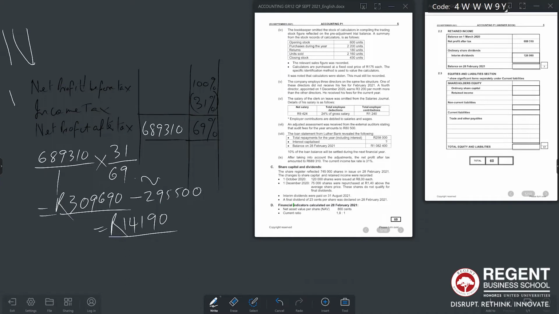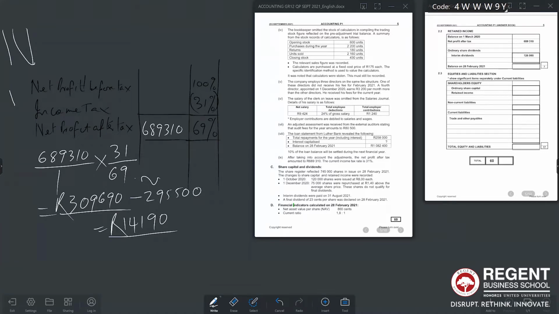Okay, now let's just look at the retained income note. We already got there. Or let me read the note over the share capital and dividend. The share register reflected 745,000 shares in issue on the 28th of February 2021. My year in this activity ends on the 28th of February 2021. They are telling you that the register reflects 745,000 shares in issue. That means that's how many shares you have in issue at the end of the year. The changes to share capital and retained income were recorded. So they're telling you everything was done.